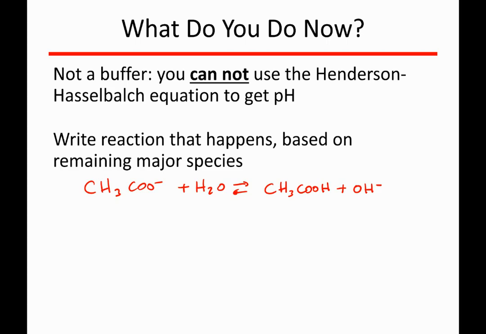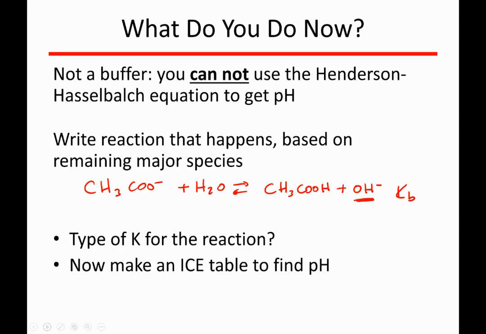Because both of these species are weak, and because this is an equilibrium reaction, we have to think about what equilibrium constant is controlling this reaction. What type of a K are we dealing with? Because we produce hydroxide ion, this is a Kb. And once we know the value of Kb, we can use that and set up an ice table in order to find what the pH of this solution is.